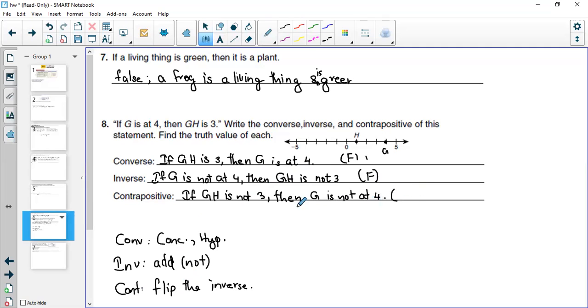Now let's analyze the truth value of the statement. If GH is not 3, then G is not at 4. Is that going to be true? Yes, it is true, because if G is not at 4, then definitely GH is not going to be 3. So this is how you analyze the truth statements for these statements which they ask you to write for converse, inverse, and contrapositive. Well, it does take some practice, and definitely you need to analyze the sentences very carefully to find out whether it is true or false. Now, they did not tell us to give a counter example, so we are just writing it's true or false, that's all.